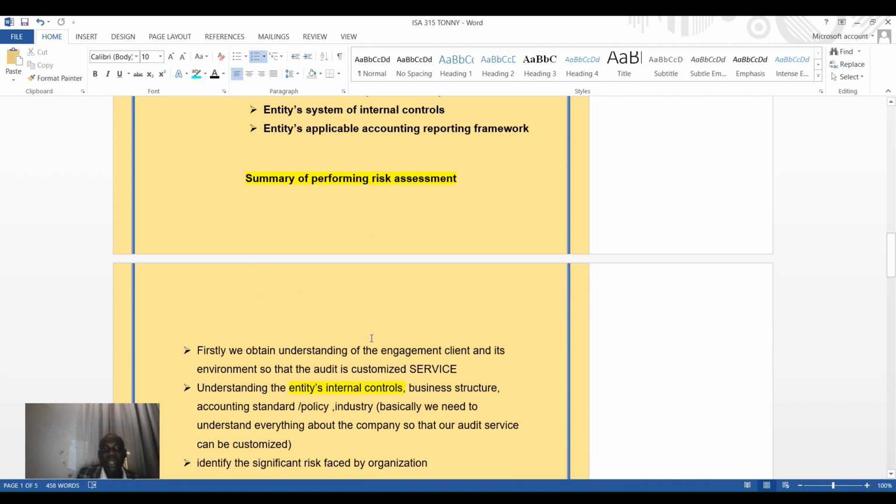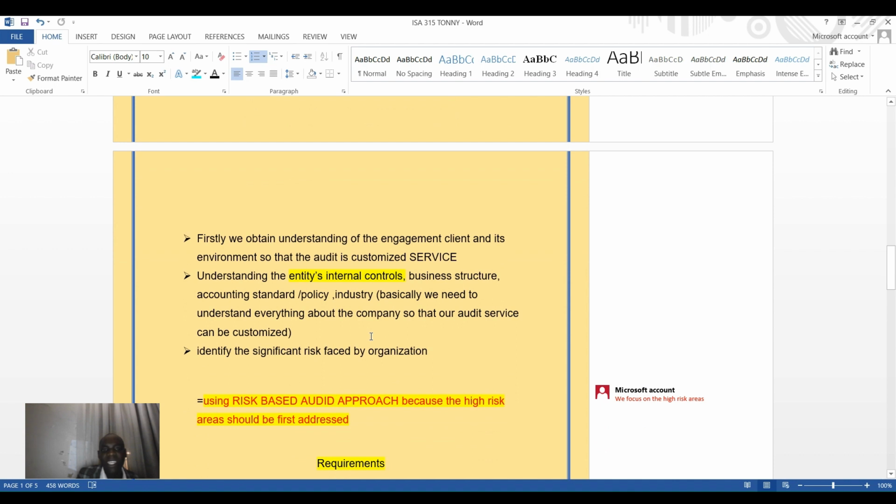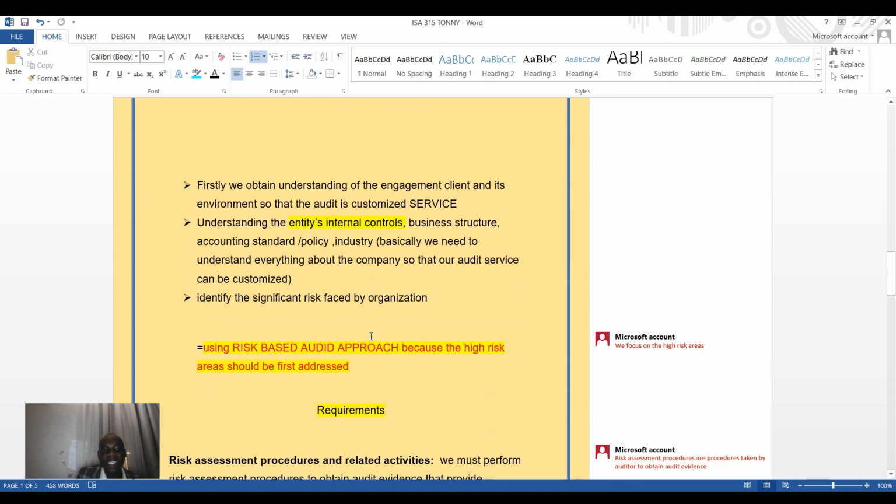As I've explained, guys, we perform risk assessment to obtain an understanding of the engagement client and its environment so that our audit is customized. It's important that our audit should be customized. Also, we obtain an understanding of the entity's system of internal controls, business structure, accounting policies, industry. Basically, we need to obtain an understanding of everything about the company so that our audit service can be customized, and also we identify the significant risk faced by the organization.